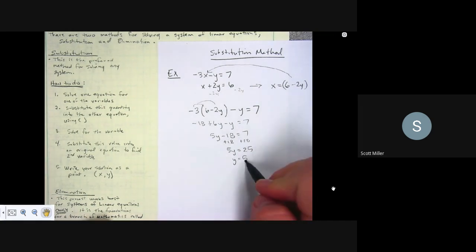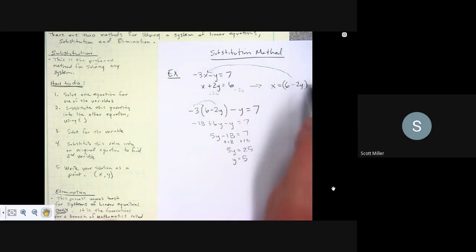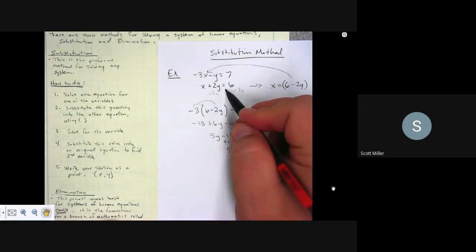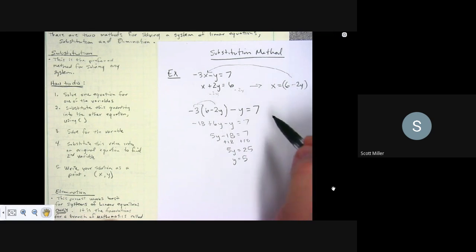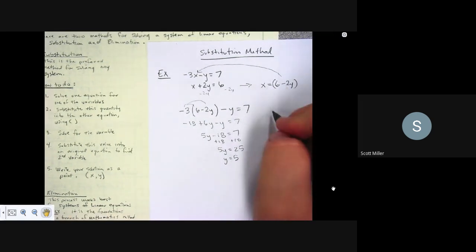Take that number, plug it into the original one. You can plug it into this one over here, okay? But if you plug it into this one, you'll start seeing whether or not something's going to work or not. But either way is fine. It doesn't matter.